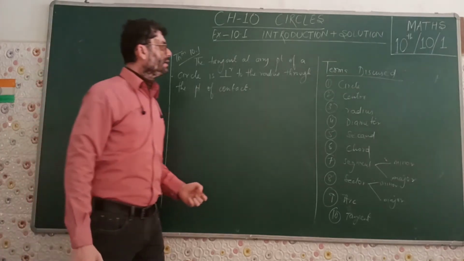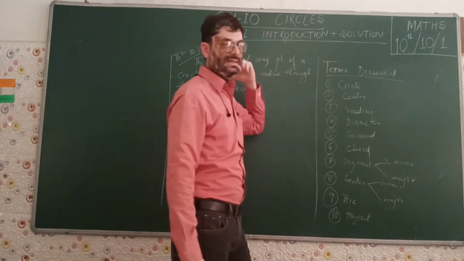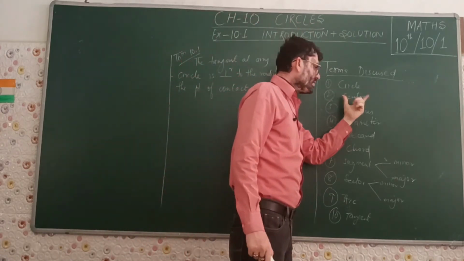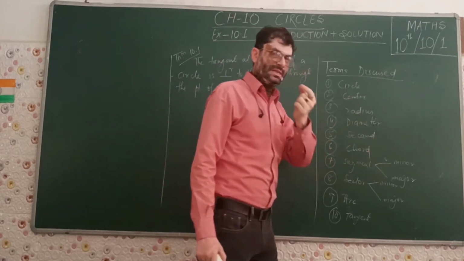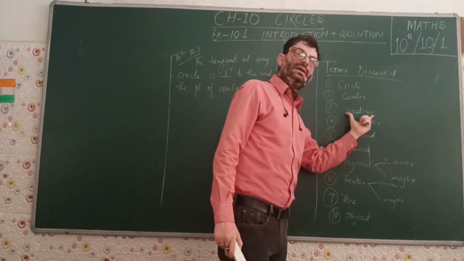So far we have discussed all these terms. First of all, the circle, as our chapter was: what is a circle? That fixed point of the circle was termed as the center of the circle, and the fixed distance between the center of the circle and each point on the circle was termed as radius.